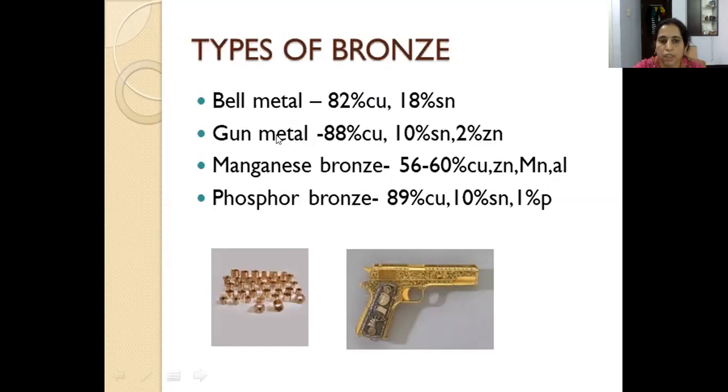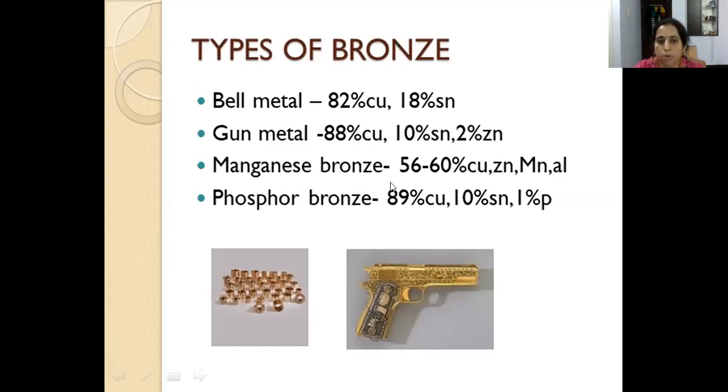Next we are moving to gunmetal. We are discussing types of bronze. First one is bell metal. Second one is gunmetal. Gunmetal consists of 88% copper, 10% tin, and 2% zinc. As I said, bronze is an alloy of copper and tin. We don't have zinc there, but in gunmetal, 2% zinc is also added. It is used for making guns. It is also used for other hardware and accessories in the mechanical and automobile industry, for screws, nuts, bushings, etc.